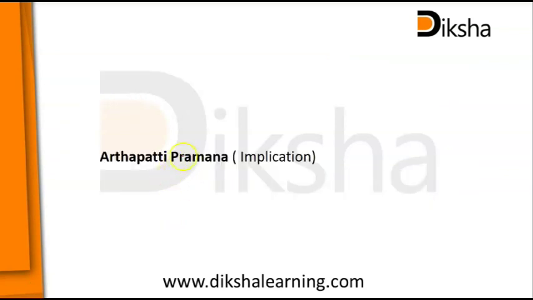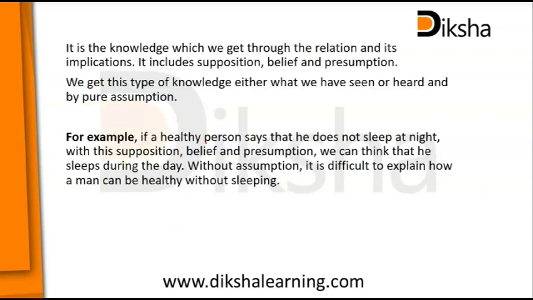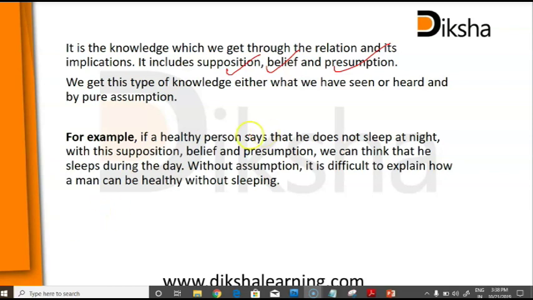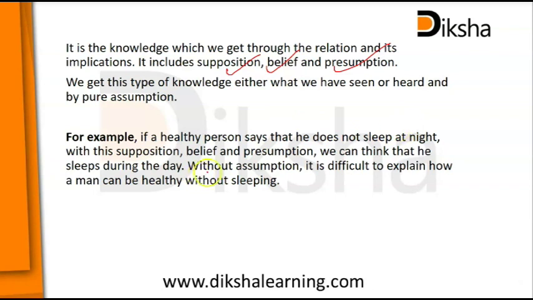And the next one, the fourth type of pramana is Adapati Pramana, which is also known as implication. Here the knowledge we get is through the relation or the implication, or simply it happens through supposition, belief and presumption. So it happens based on our beliefs and presumptions. An example is, if a healthy person says that he does not sleep at night, with our supposition, belief and perception, we can think that he sleeps during the day.